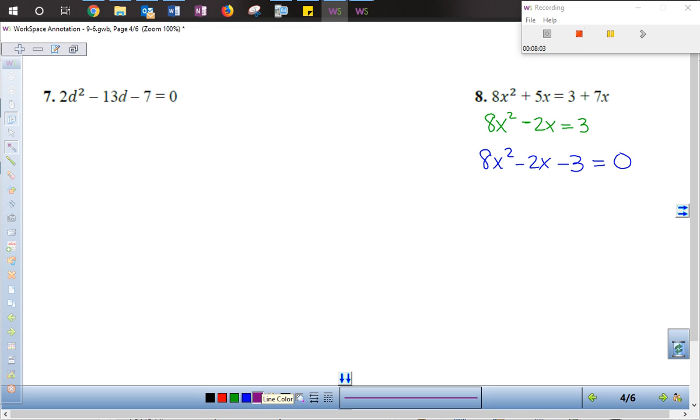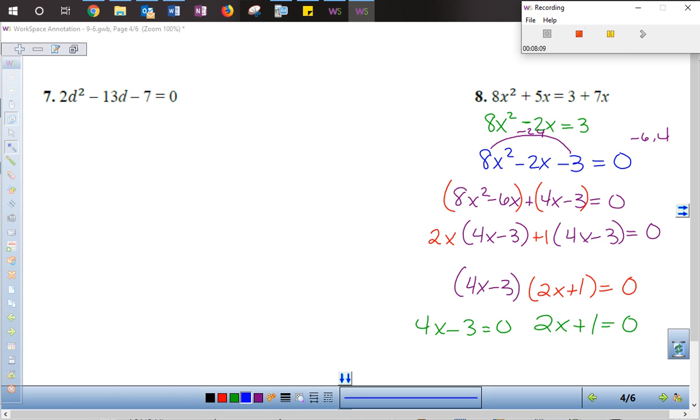Now, what I'd like you to do is pause the video and solve this one on your own. So, when you multiply 8 times negative 3, you get negative 24. And the factors of negative 24 that add together to be negative 2 are negative 6 and 4. So I can rewrite it as 8x squared minus 6x plus 4x minus 3 equals 0.